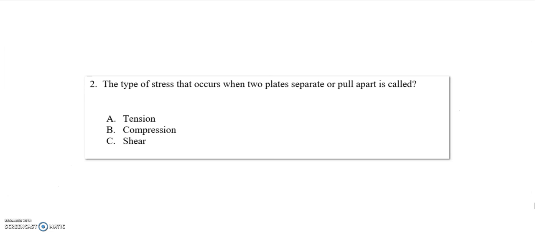Number 2. The type of stress that occurs when two plates separate or pull apart is called? Is it A, tension, B, compression, or C, shear? This is where two plates separate or pull apart.